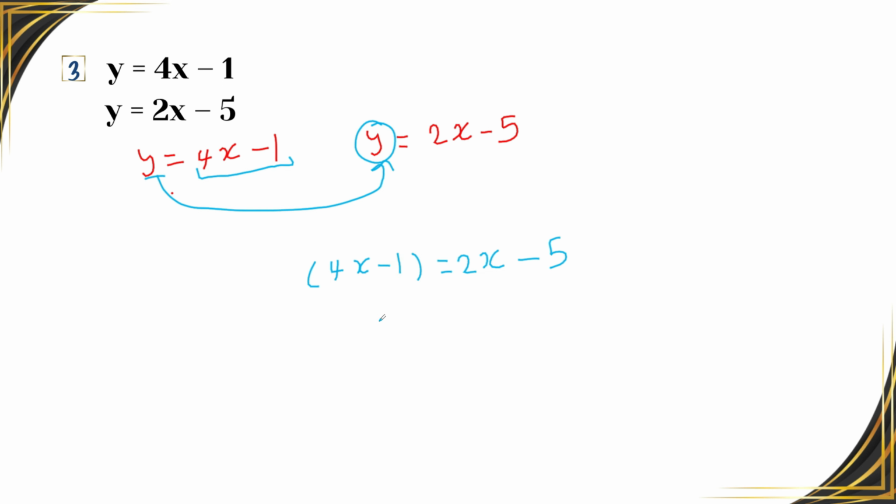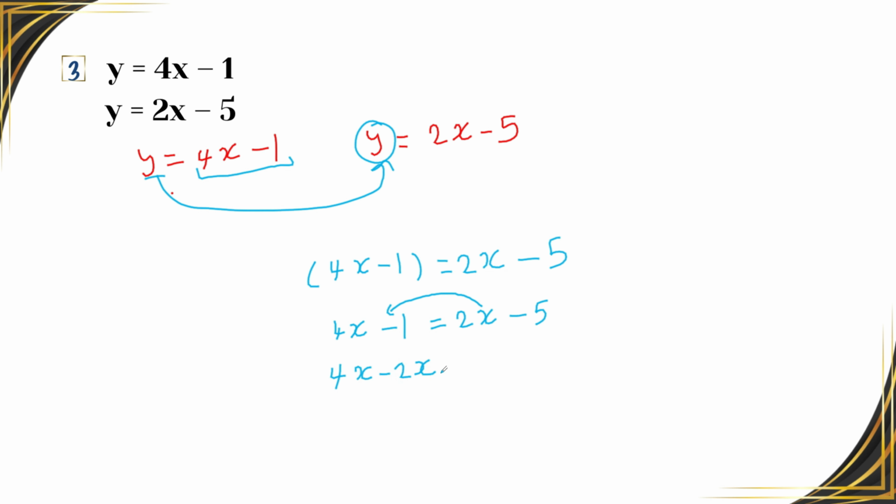4x minus 1. Next step, solve. The bracket we don't need, we can erase. 4x minus 1 equals x minus 5. We have a variable on the right side and a variable on the left side. We can combine them by moving the smaller one beside the other one. Don't forget, when we move any term from right to left or left to right, you should change the sign of this term. This x here, when we move it to the other side, will be negative: 4x minus 2x.